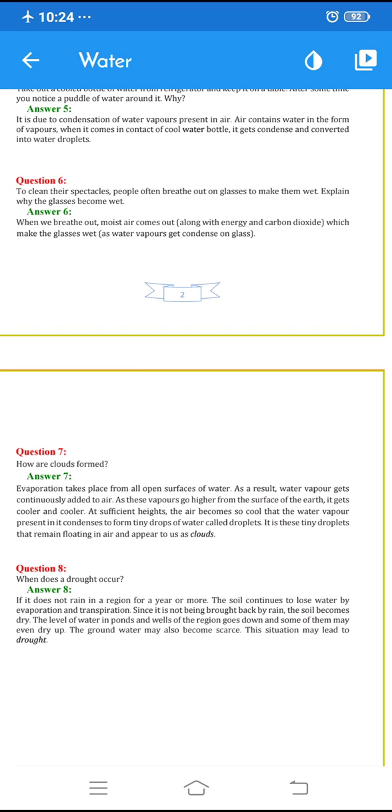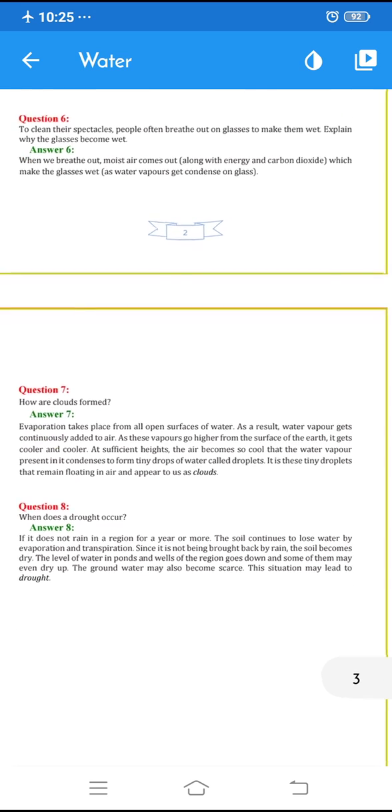That makes the glass wet, because whatever gas or air is there contains water vapor, which gets condensed on the glass. The water is converted into vapor, so it gets condensed on the glass and converted into liquid form. That's why you can see the droplets of water on the lens of the glasses.